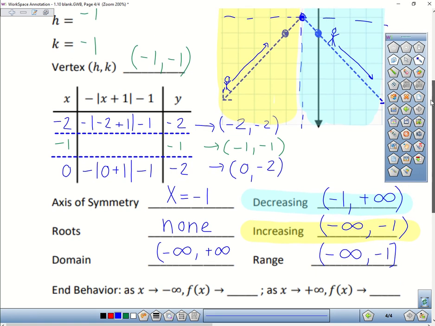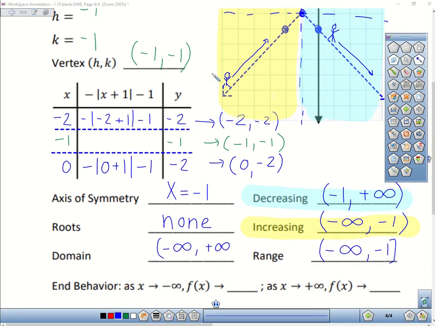And lastly, end behavior. Both sides of the graph are going down, so it's negative infinity on both of them. And this will always be the case any time the a value is negative. You're always going to have two negative infinities.